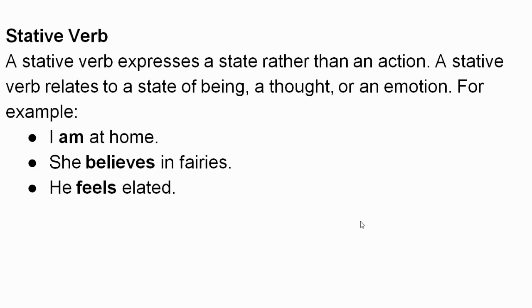Stative verb. A stative verb expresses a state rather than an action. A stative verb relates to a state of being, a thought, or an emotion. For example, I am at home. She believes in fairies. He feels elated. So here, the stative verbs are am, believes, and feels.